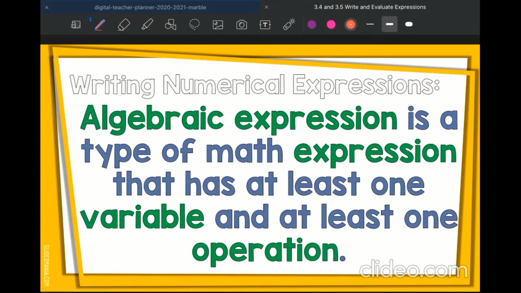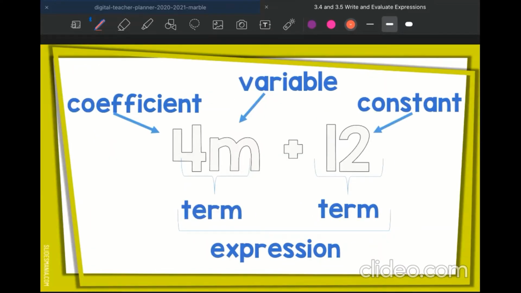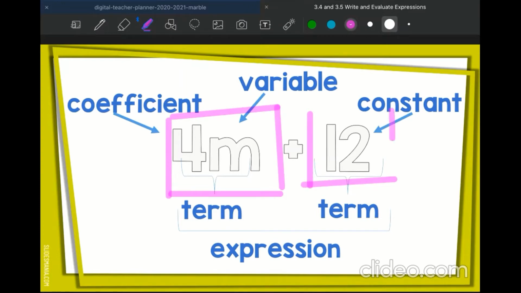So an algebraic expression is a type of math expression that has at least one variable and at least one operation. All right? Let's talk about the different parts of an expression. So what you're looking at up here is an expression. Okay, so altogether you have an expression. Then you have these two groups right here. So you have everything in front of your operation and everything behind your operation.